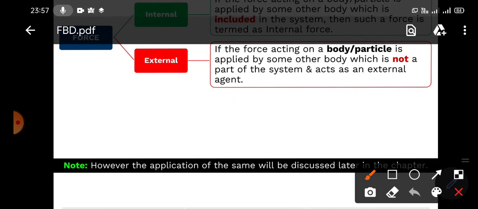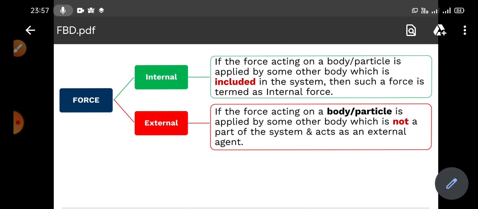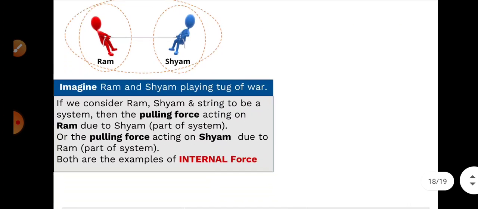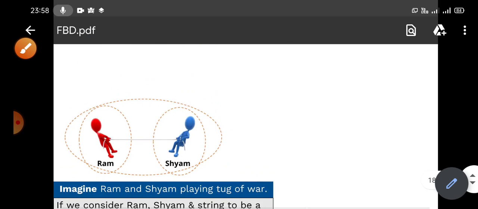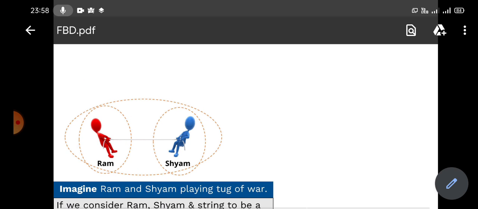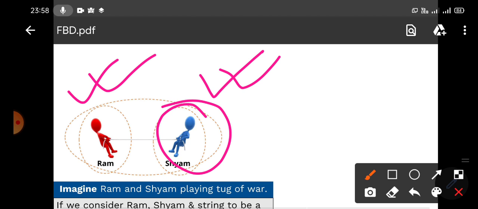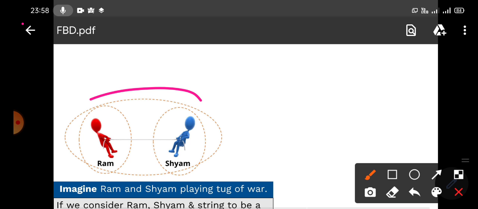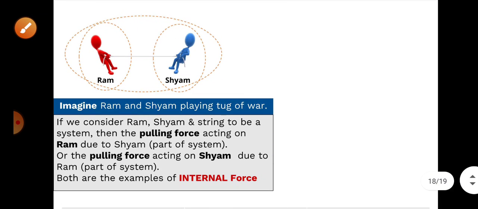External force is the force acting on the body or particle applied by some other body which is not part of the system, and acts as an external agent. So in the Ram and Sam system, if you take Ram as our system, then Sam is external and Ram is internal. If you take Sam as our system, then Sam is internal and Ram is external. If you take both as our system, then both Ram and Sam are internal. There is nothing external. Okay, so in this way.